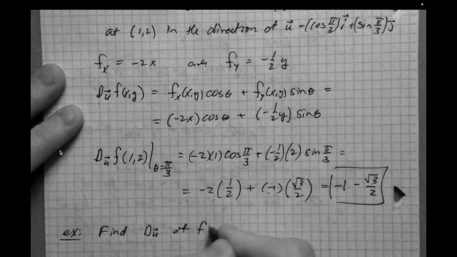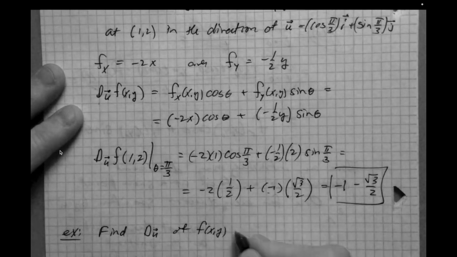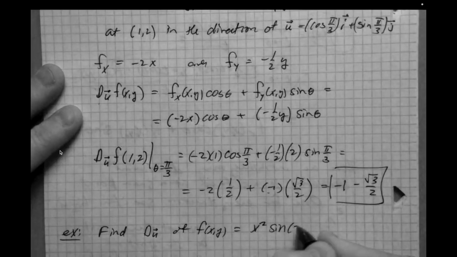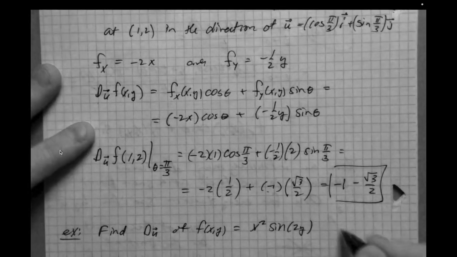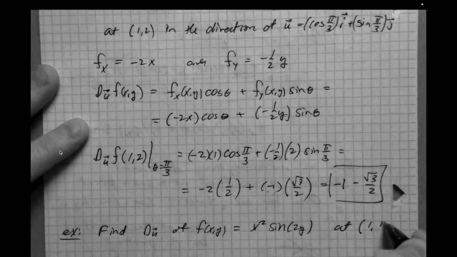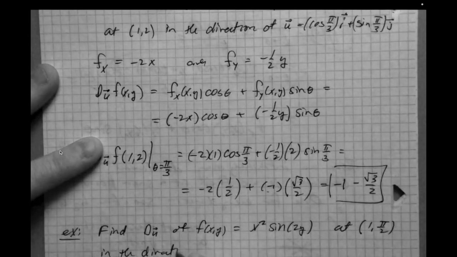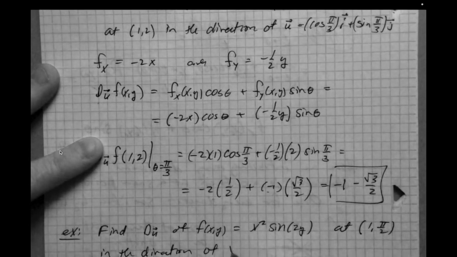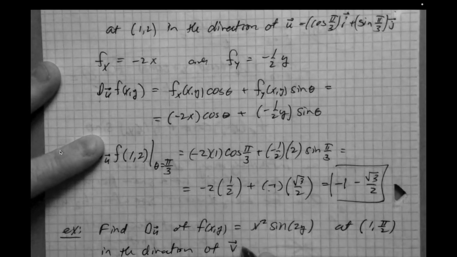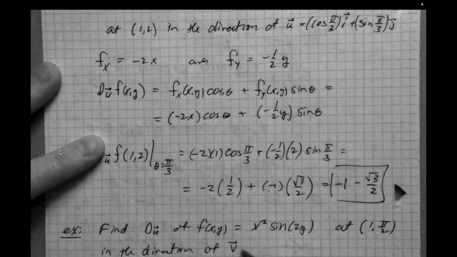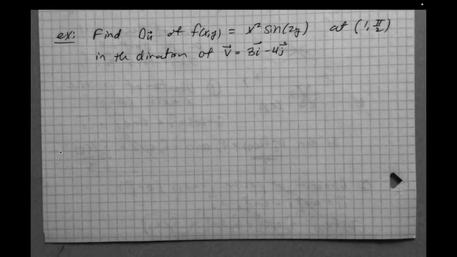of f of x, y equals x squared sine of 2y, at 1 comma pi over 2 in the direction of, and our vector is given as v equals 3i minus 4j, right? Now, you can see that clearly we've notated this differently. We're using a v, and that might be a clue that there's something a little bit awry here, right?